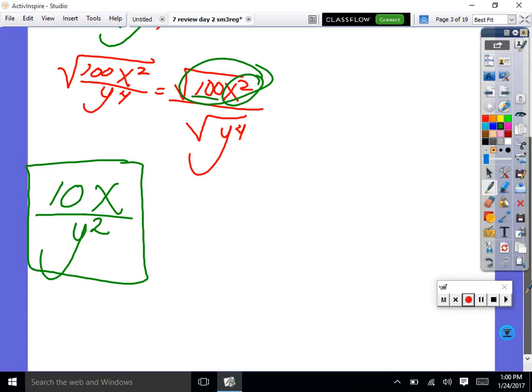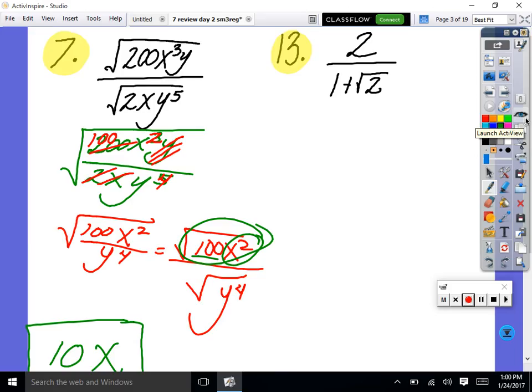Okay, next one we're going to do is 13. It says simplify. You're either adding, subtracting, multiplying, or dividing. This one's division. Now notice, none of the radicals simplify. There's only one radical. Nothing simplifies here. So why are they telling us to simplify? There is a problem. What is it? There's a radical on the bottom.